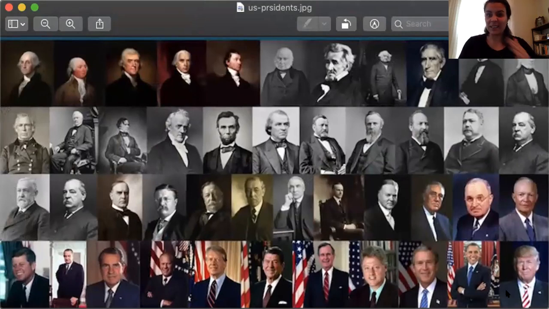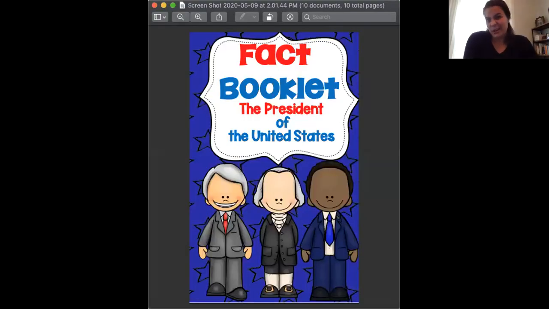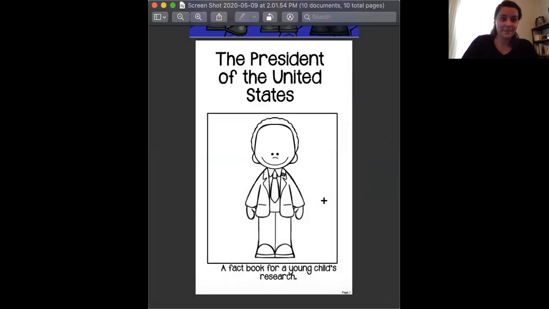So we're going to learn a little bit about what the president's job is. So what does Donald Trump do, right? And then we're going to learn about two other special presidents. Okay, you guys ready? Let's get started. So what we're going to do is a little bit of a read along for a fact booklet. I really like this because it helps me understand what the president does and what their job is. So, fact booklet, the President of the United States.